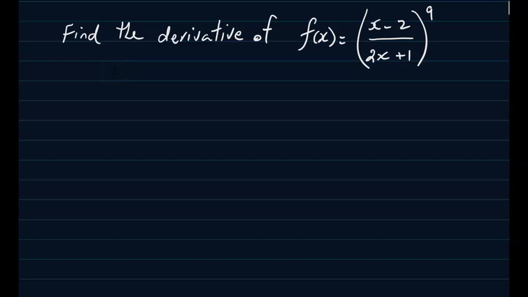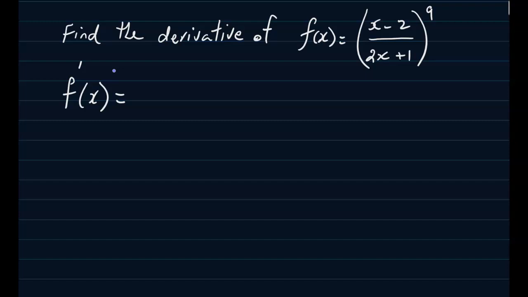All right, find the derivative of this function. It's a rational function, and we are going to use the chain rule. So let's go through and do that. So this is f prime of x. The chain rule, this is what we're going to do. First, we're going to deal with the entire thing as a power rule.